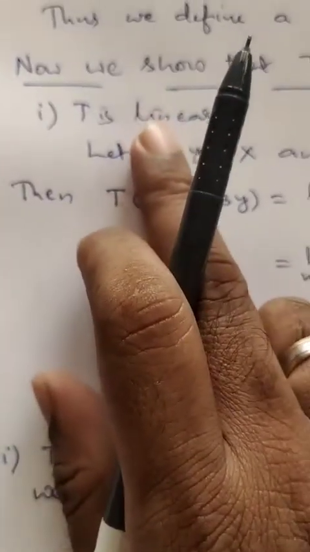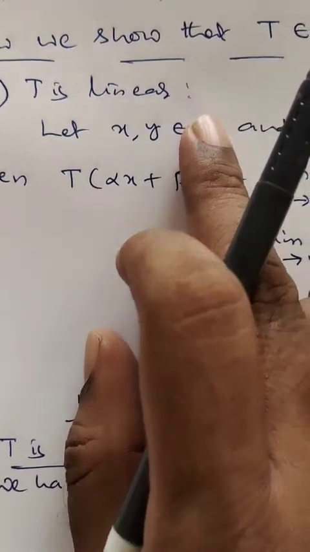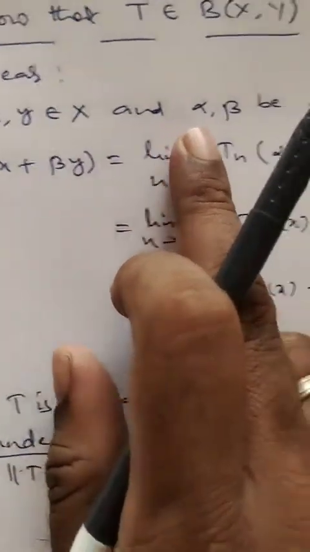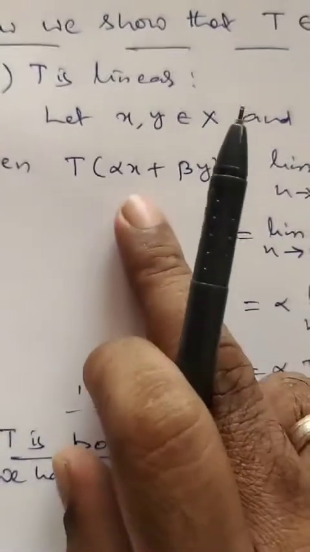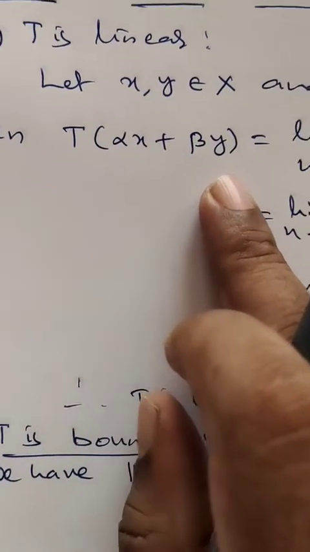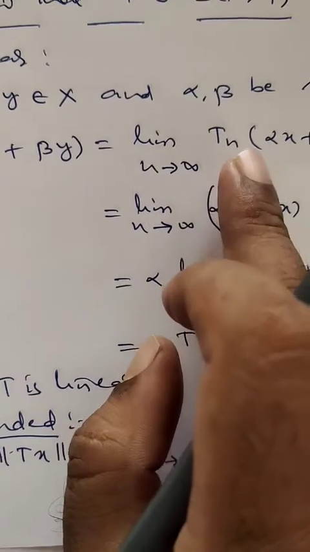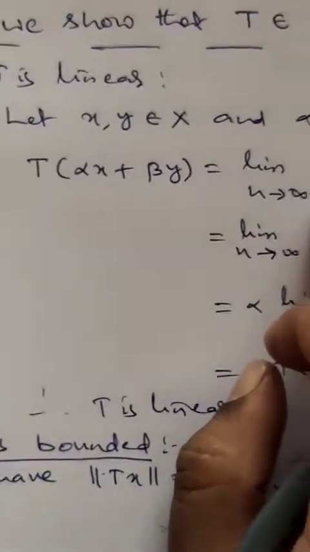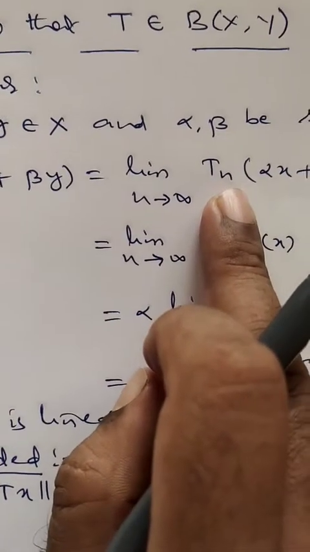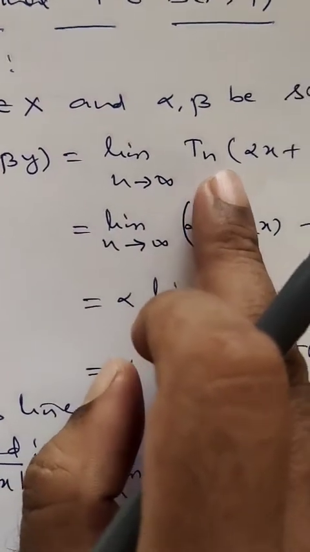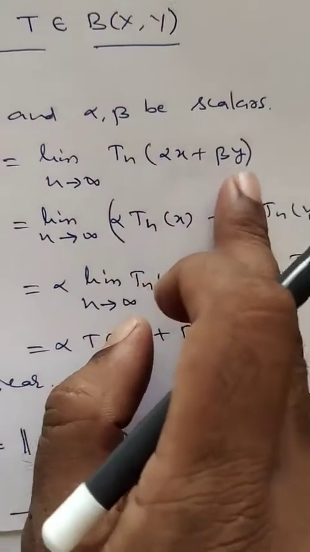So I will check whether T is linear. Yes, let x, y belong to X and alpha, beta be scalars. Then T of alpha x plus beta y is equal to what? Limit n tends to infinity. T of x is nothing but the limiting value of Tn of x. So this is equal to limit n tends to infinity Tn of alpha x plus beta y.